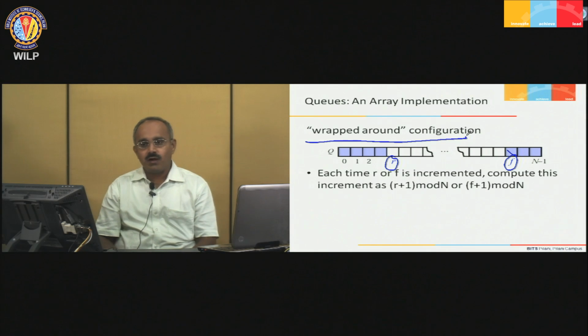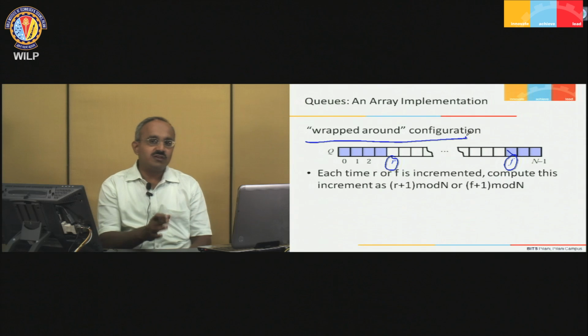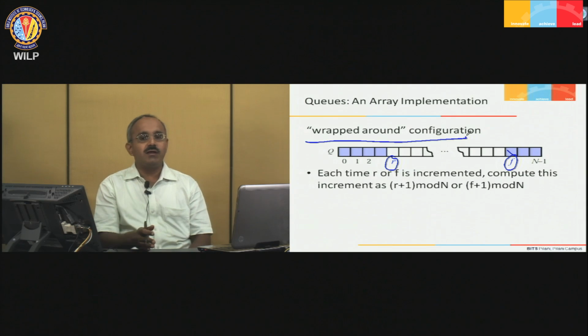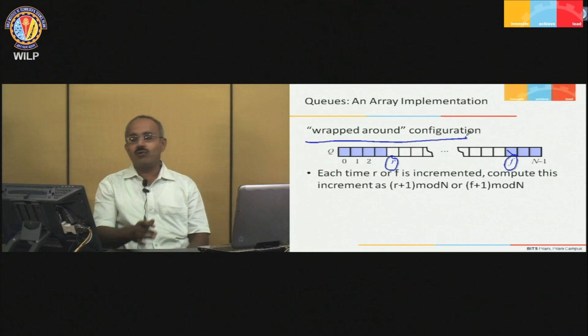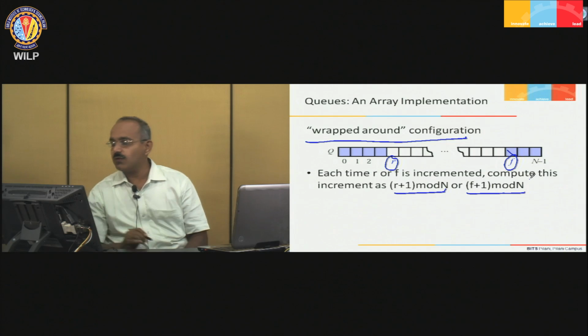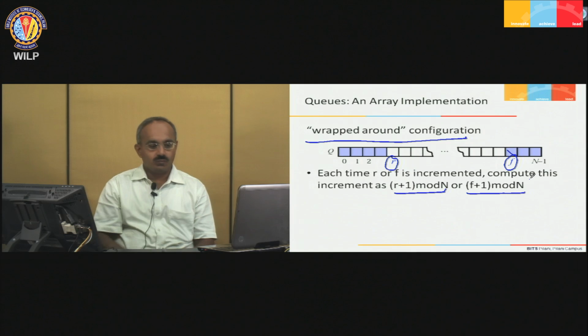The incrementing part just has to be taken care of by doing modulo operations. So instead of just incrementing R to R plus 1 and F to F plus 1, you increment by doing these operations modulo n. So instead of doing F plus 1 and R plus 1, you do R plus 1 modulo n and F plus 1 modulo n. That allows you to wrap around the Q.